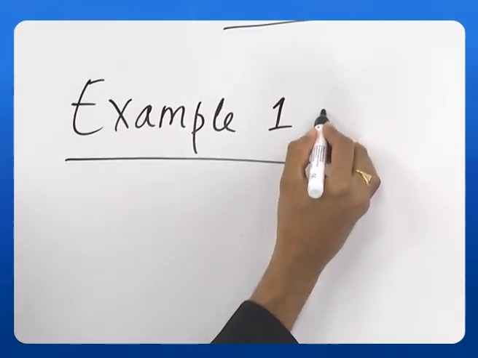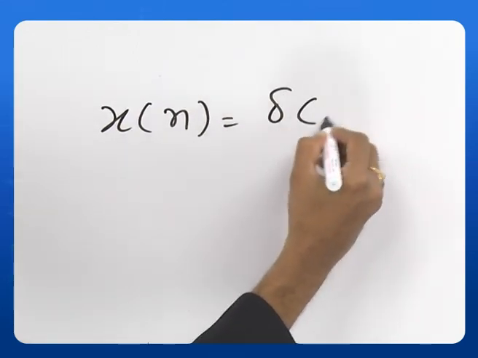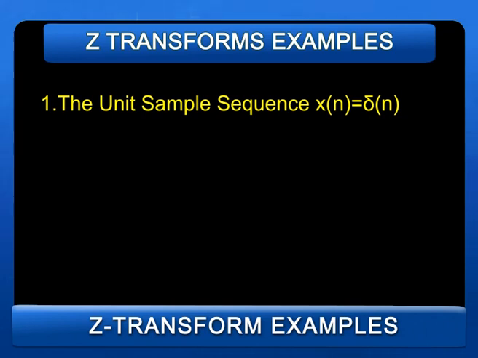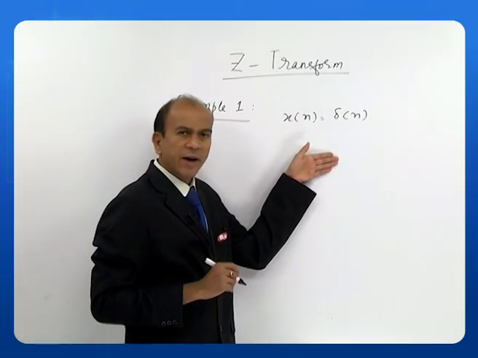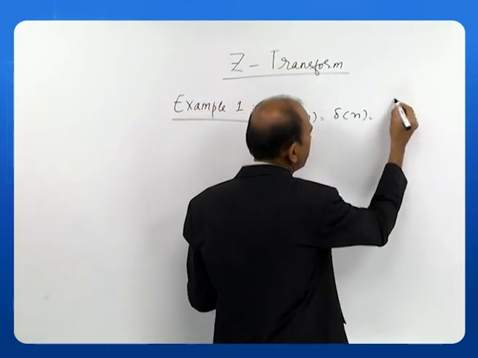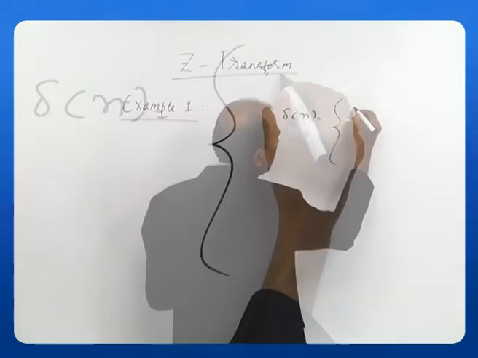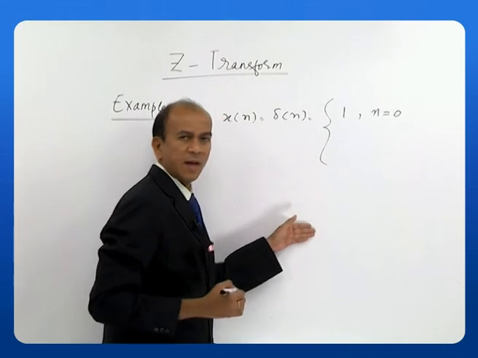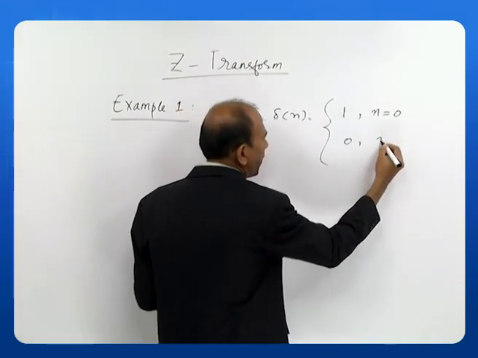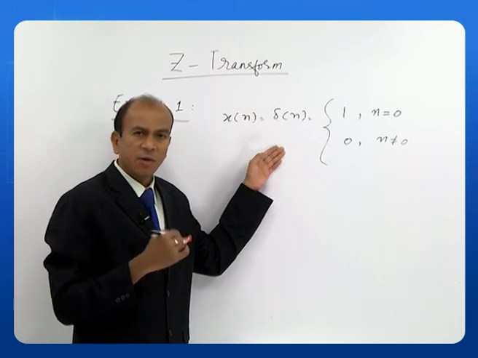Example 1. Here x of n is given as delta of n. Now, we have to calculate the X of z for this. Let us do it. Now, we all know delta of n has a certain characteristic: it is equal to 1 if n is equal to 0 and 0 when n is not equal to 0. So, this is how we define the sequence delta of n.